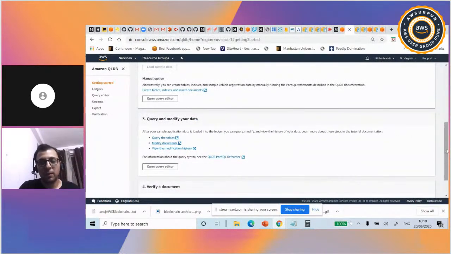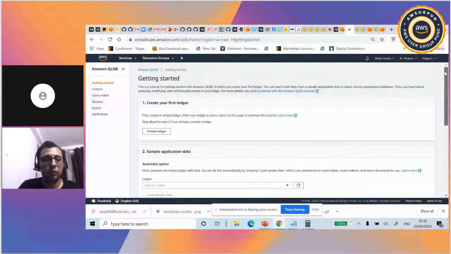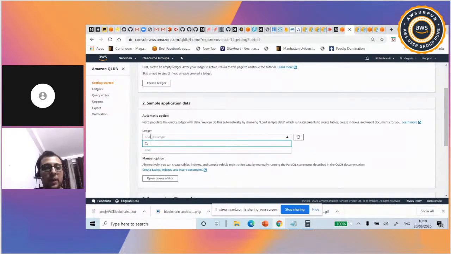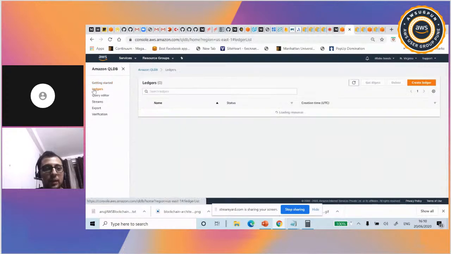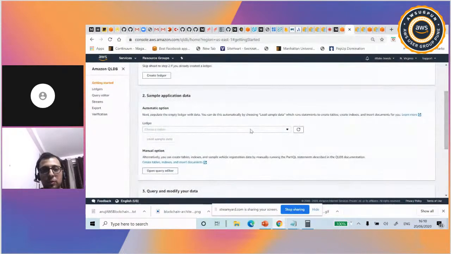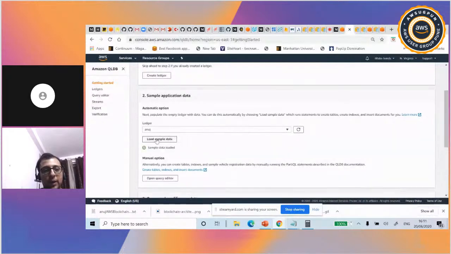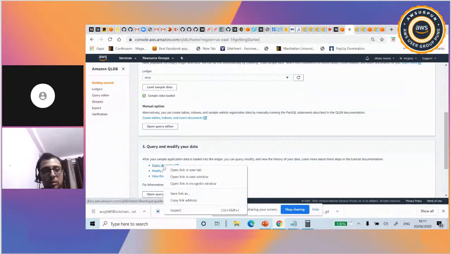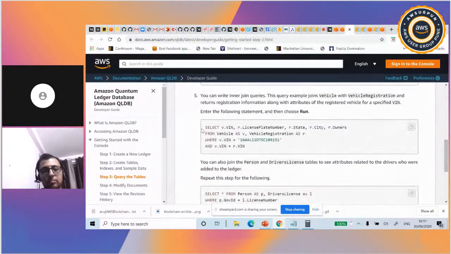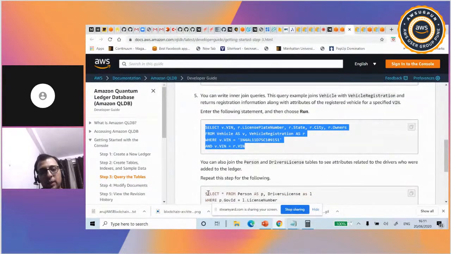So I was talking about QLDB. What I have shown you is that you can create a ledger, go to QLDB, and then load the sample data. Currently the ledger is getting created and is active now. You go to Getting Started, and then you can load sample data to get your hands dirty with a little bit of coding and understanding. And here you have all the details of how to query your tables. These are SQL queries.